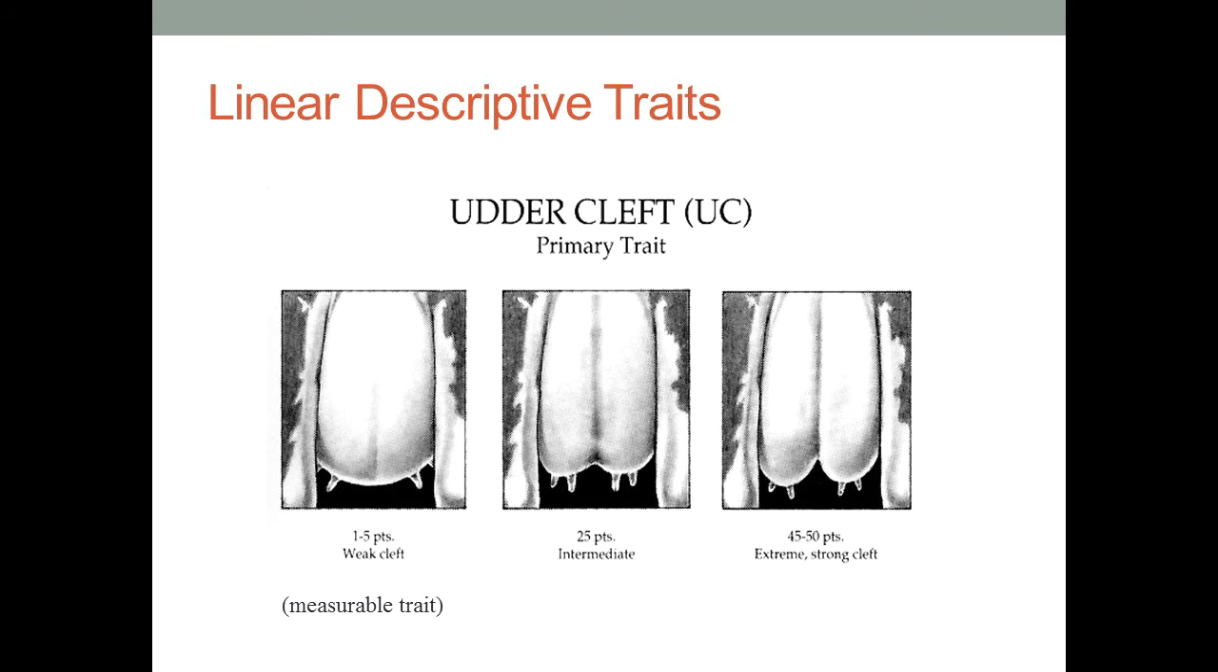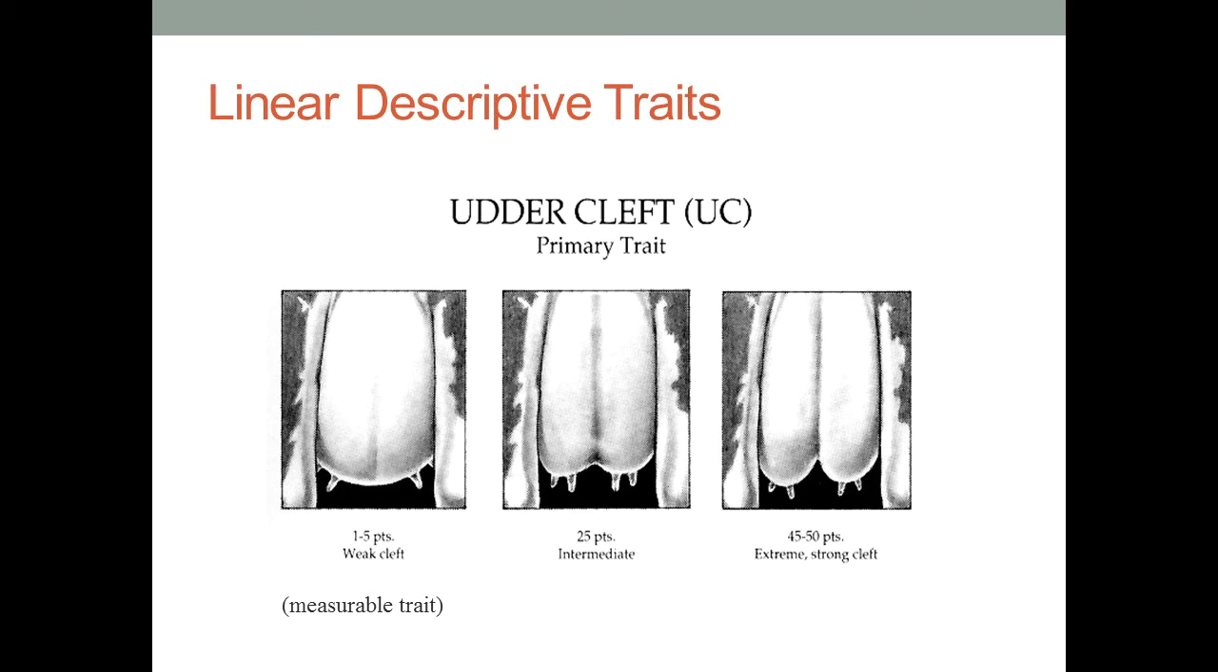Let's move on to udder cleft, also very important to dairy cows, and similar to the two that we've looked at before. The high score represents an extremely strong cleft, which is desirable. A very low score is a very weak cleft, of course, undesirable. And like the two rear udder traits, this is a measurable trait.